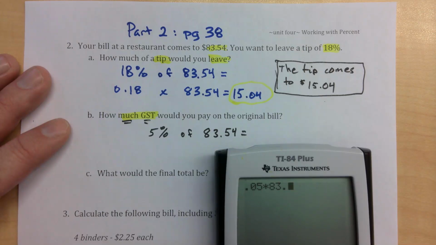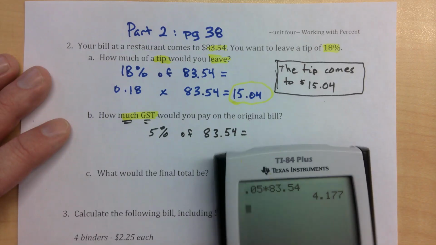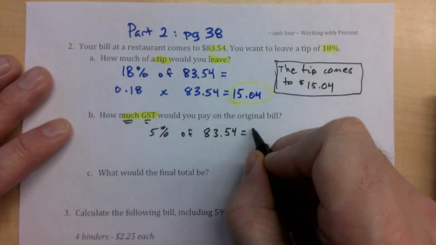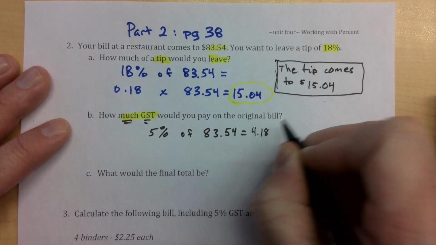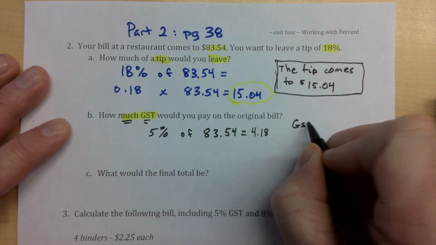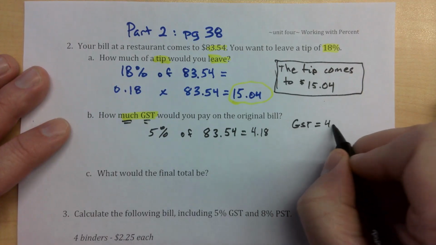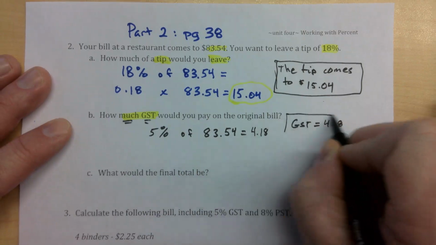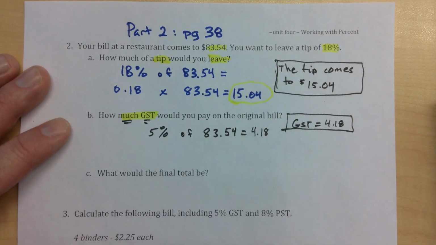83.54. Okay, so again, rounding, money only goes to 2 decimal places, so 4.18. The 7 demands that this 7 gets rounded up. So you would pay $4.18. Okay, so the GST equals $4.18. I would consider that a sufficient sentence.